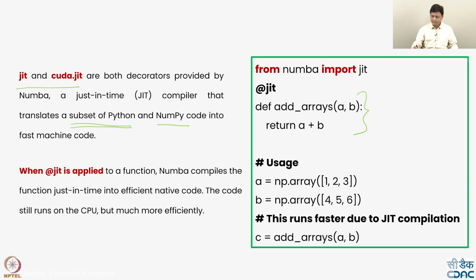You can see that for this addition function I have applied the JIT, so this addition function will be compiled to fast code. Numba compiles the functions just in time into efficient native code, and this code still runs on the CPU. So, this code belongs to the CPU.